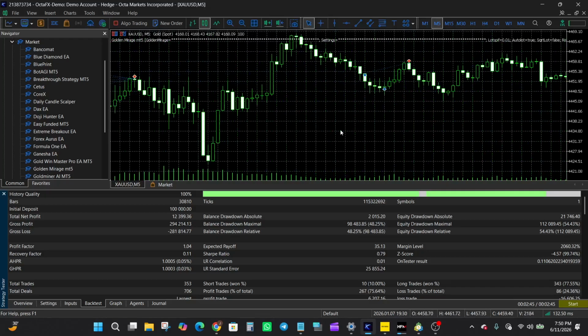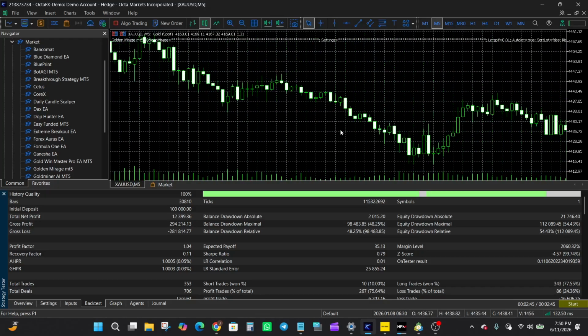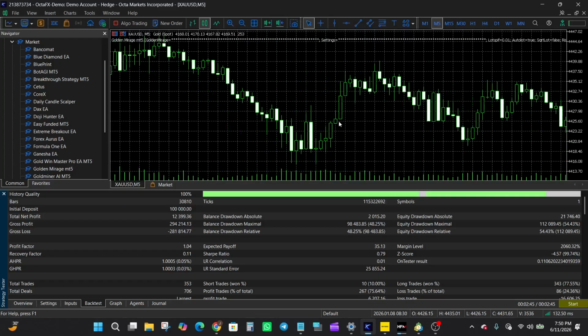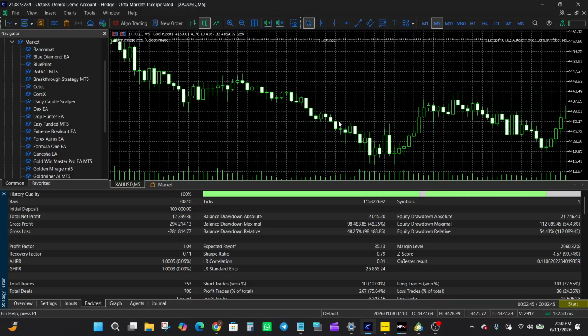So overall, the Golden Mirage EA presents itself as a gold-focused automated trading solution for both MT4 and MT5, with a strong emphasis on pre-optimized settings, multiple signal filters, prop firm compatibility, and configurable risk management tools. As always, review the available information carefully, perform your own testing, and make sure the EA aligns with your trading objectives and risk tolerance before making any decisions.